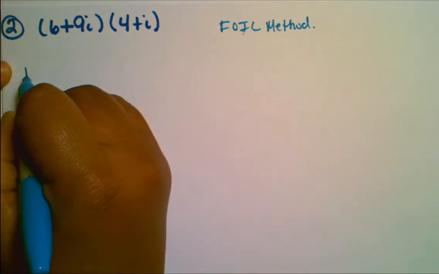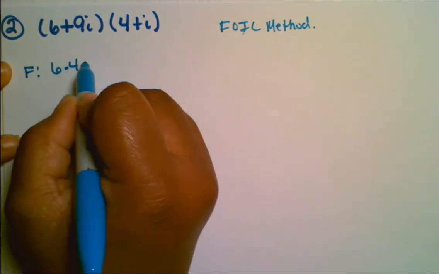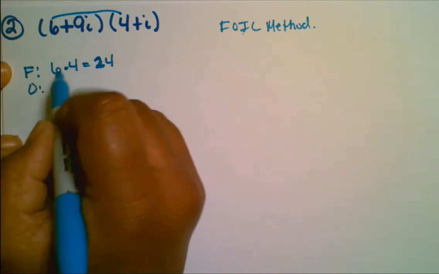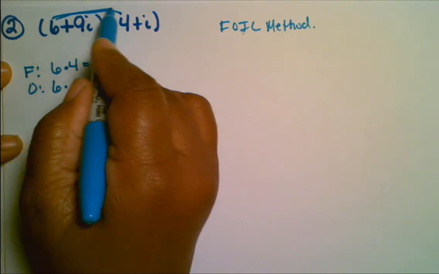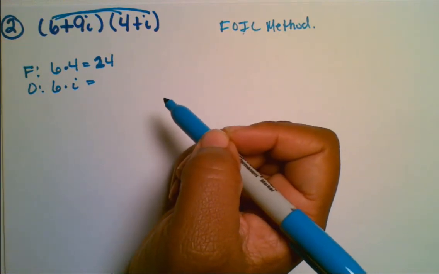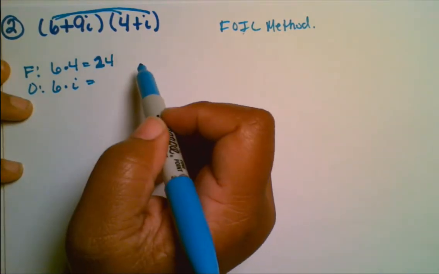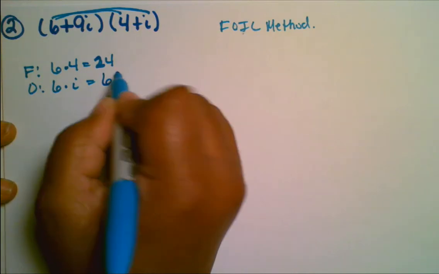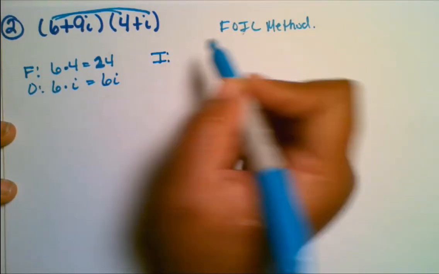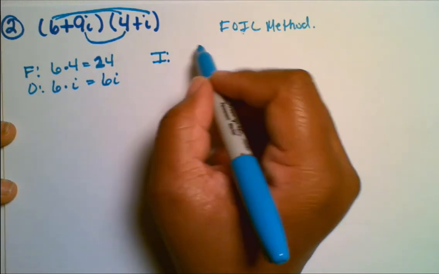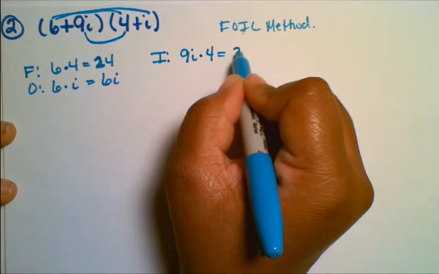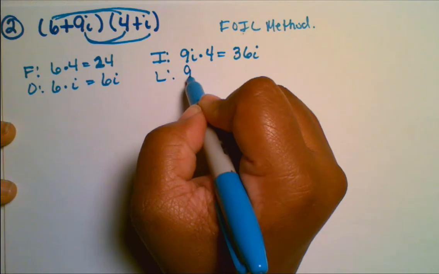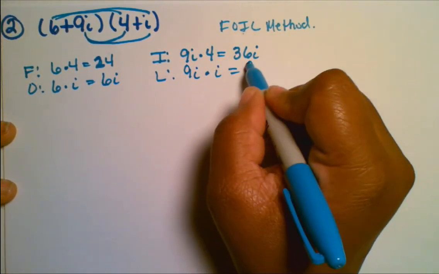Okay, so our first term, 6 times 4, that gives us 24. Outside term, take the 6 times the i. This is not new as far as using the FOIL method. It's just that instead of having x as the variable, we have the imaginary unit i. So outside term, 6 times i, we have 6i. Inside term, we have 9i times 4. That gives us 36i. And then our last term, we take the 9i times the i. That gives us 9i squared.